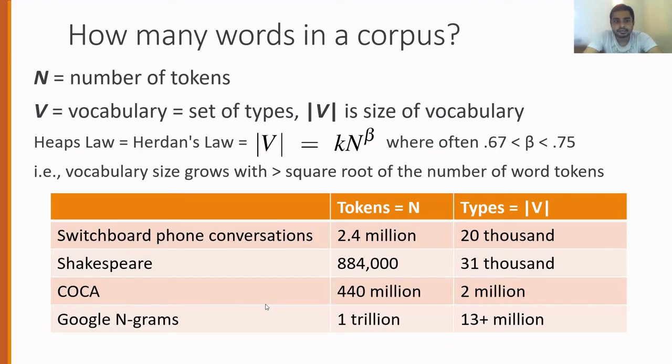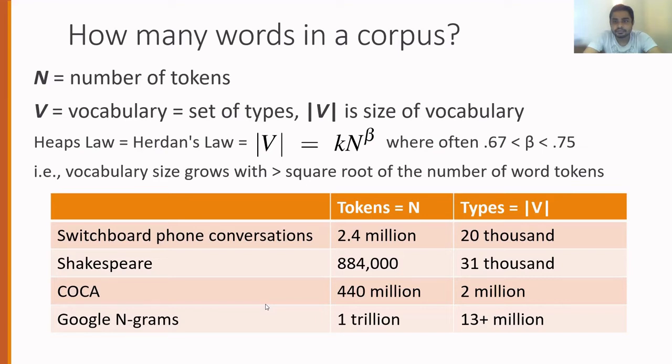There is a relationship between these two types of counts in running text called Heaps' law or Herdan's law, which is that the size of the vocabulary grows with something over the square root of the number of word tokens. So in a large corpus of N words, you can expect to see N to the 0.7 word types.